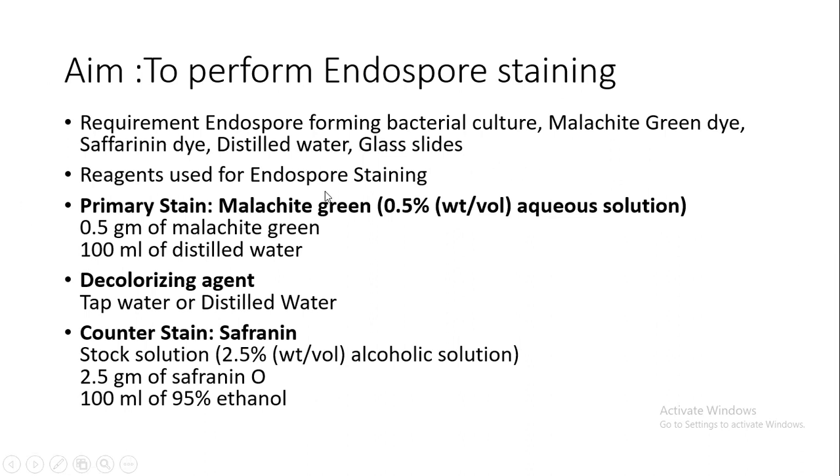The reagents that we'll be using for the experiment include the primary stain, that is malachite green, which is prepared 0.5% weight by volume in distilled water. Then we use distilled water or tap water as a decolorizing agent, and 2.5% weight by volume alcoholic solution of safranin as a counter stain.